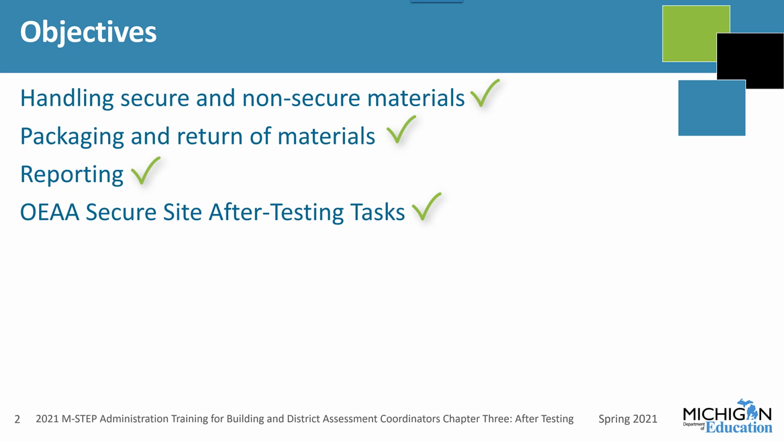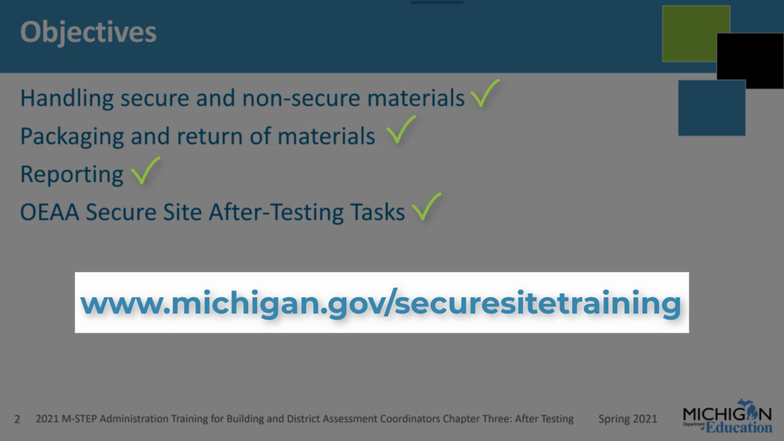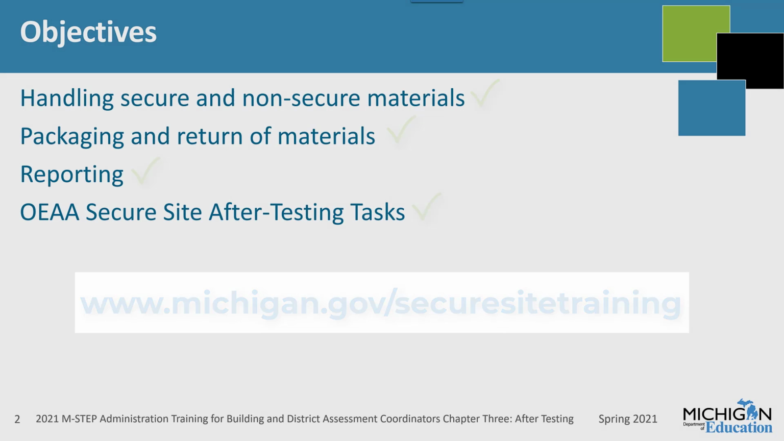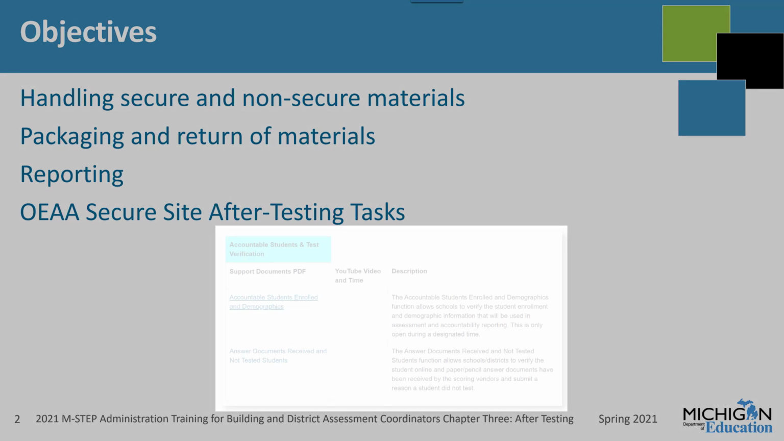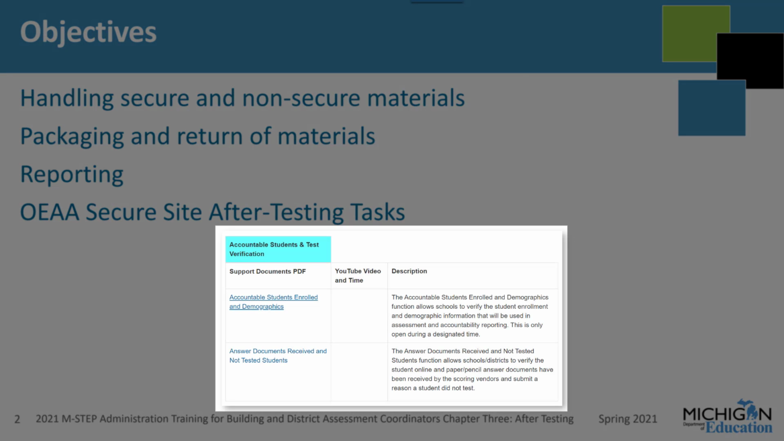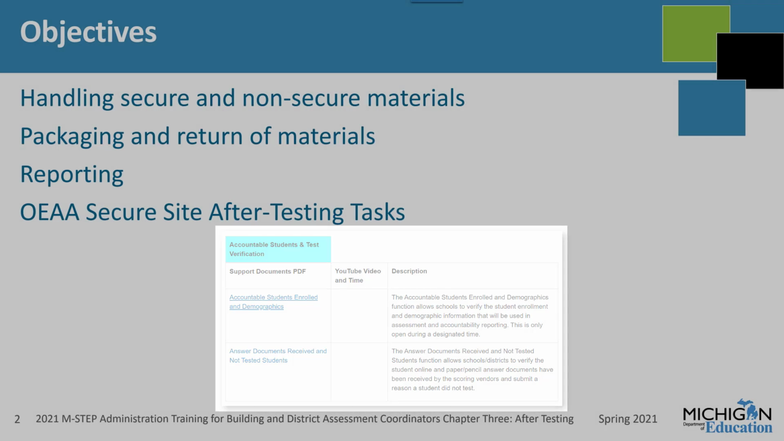We discuss them in this training. However, there's also information available about the individual tasks mentioned here on the Secure Site training page at www.michigan.gov/securesitetraining. Be sure to familiarize yourself with the resources and instructions posted under the Accountable Students and Test Verification section to help ensure that your school student information and test results are accurate for any assessment and accountability reporting purposes they may be used for.